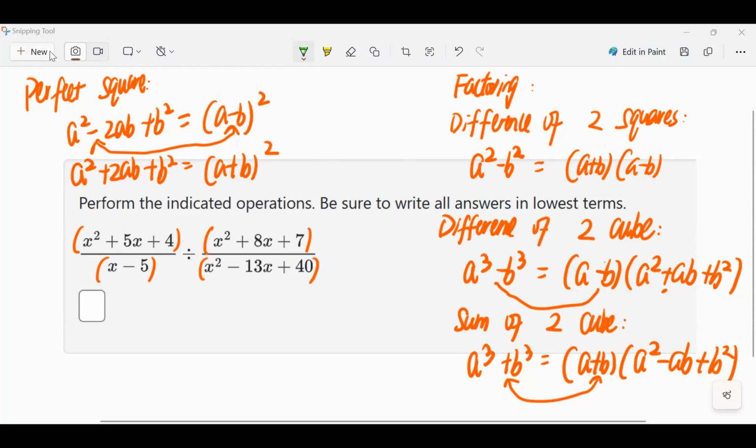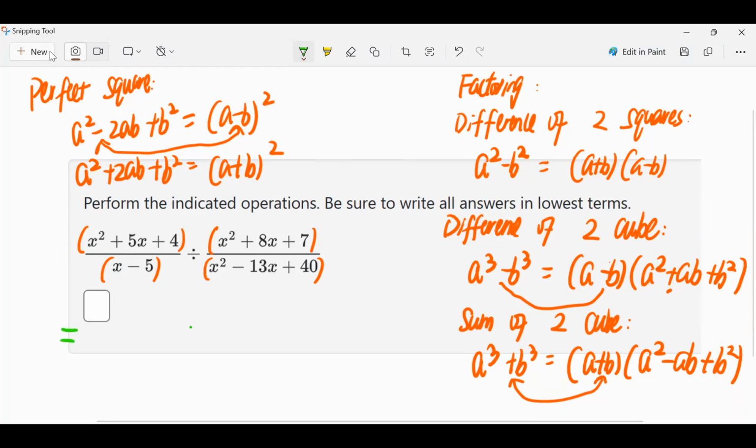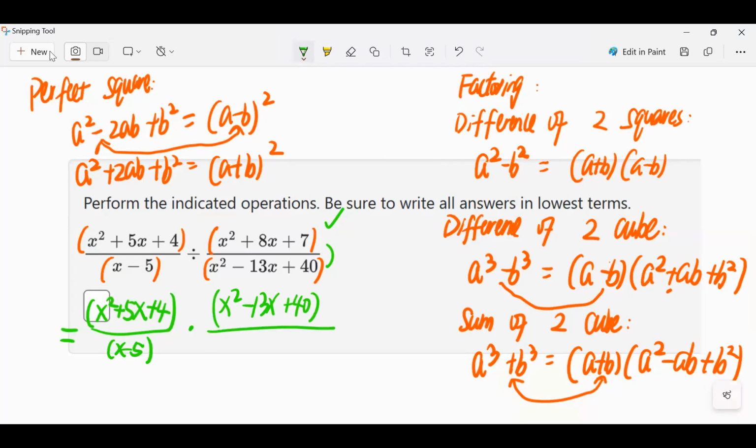Let's go over the solution. Okay, so first of all, we're going to turn the division into multiplication first. So carry over the first fraction, with its denominator on the bottom here, then flip the second fraction, so x squared minus 13x plus 40 goes first on top. And on the bottom, it's going to be x squared plus 8x plus 7.